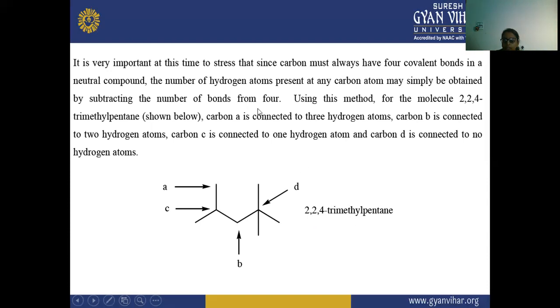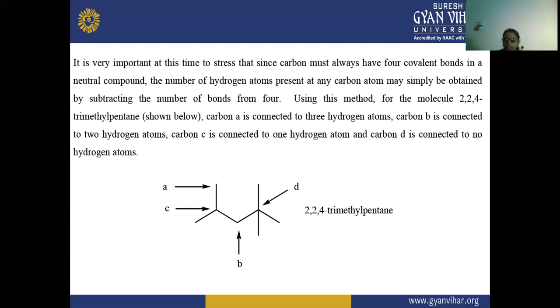Again, I'm telling you that it is very important at this time. Carbon has 4 covalent bonds in a neutral compound, like methane, CH4. So the number of hydrogen atoms present at any carbon atom may simply be obtained by subtracting the number of bonds from 4. From 4 we subtract the number of bonds if any carbon atom is attached to any other functional group or any other carbon atom. So here we are using this method.